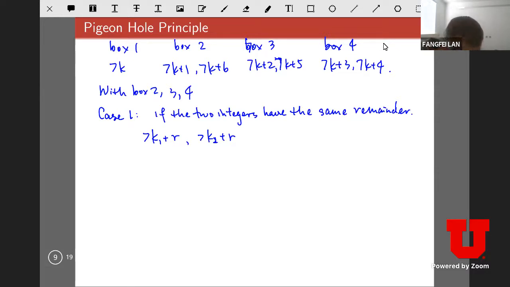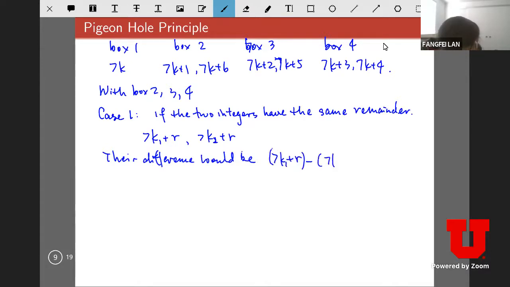Yes, that's correct. So their difference would be 7k1 plus r minus 7k2 plus r. So that gives us 7 times k1 minus k2. So by closure of integers, we know their difference would be divisible by 7, right?